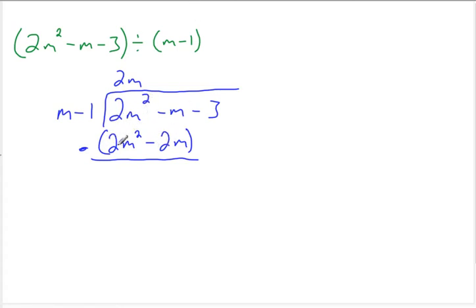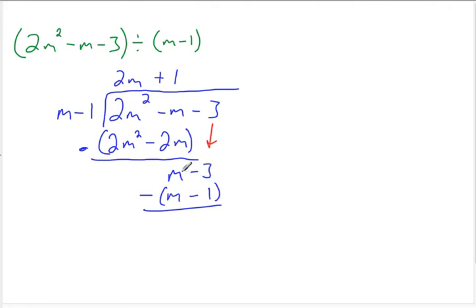And so 2m squared minus 2m squared is 0. But then negative m minus negative 2m, so this ends up being addition. So negative m plus 2m is m. And then, just like before, we bring down the next term, minus 3. So now we do m into m, so that's just 1. So we're going to say plus 1. And then use the distributive property on m minus 1, so we get m minus 1. So again, put that in parentheses.